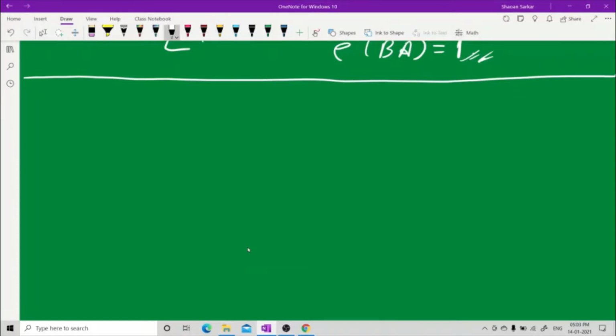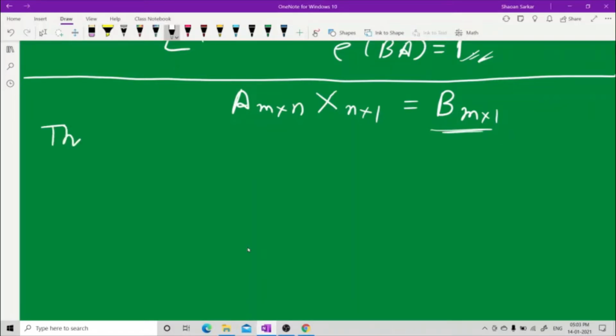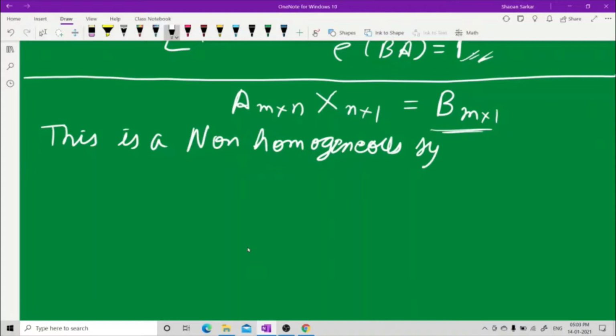Now you see, I told you one thing: A is m cross n, x is n cross 1, and you get B equal to m cross 1. This is a non-homogeneous system because it is not 0 here. This is the B matrix. This is a non-homogeneous system of equations.